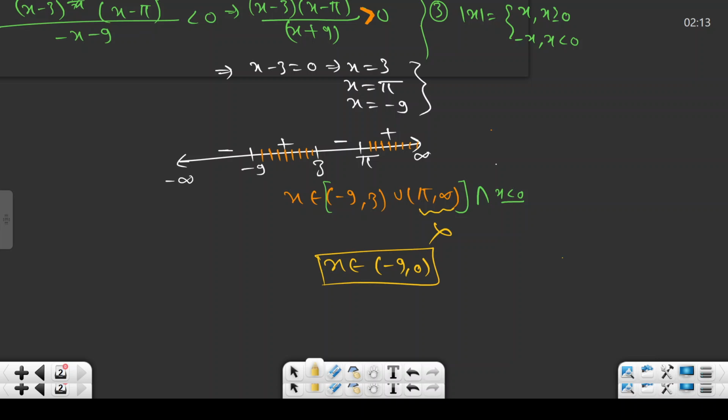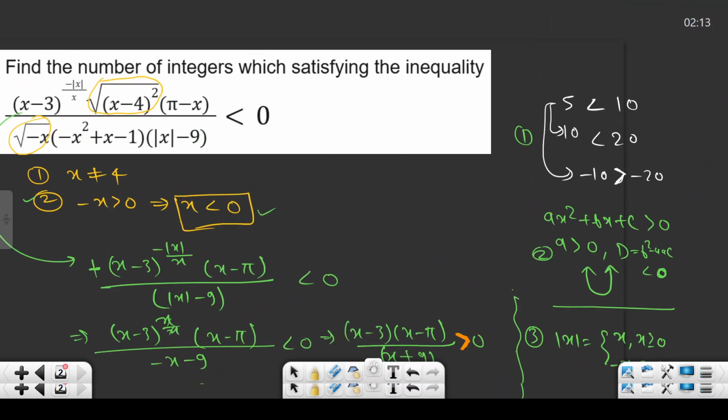But they are asking for integer values, so in between this interval, the integer values are minus 8, minus 7, minus 6 up to minus 1, right? So there are 8 integers which will satisfy the given inequality. That means our final answer is 8. That means the number of integers is equal to 8, which will satisfy this inequality, right?